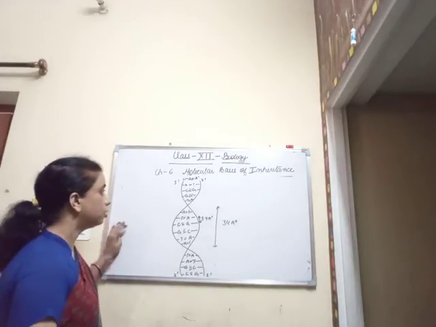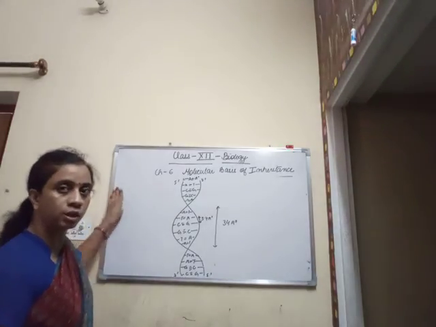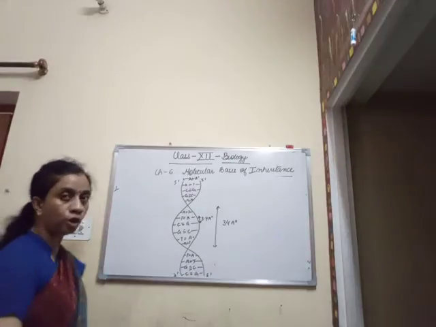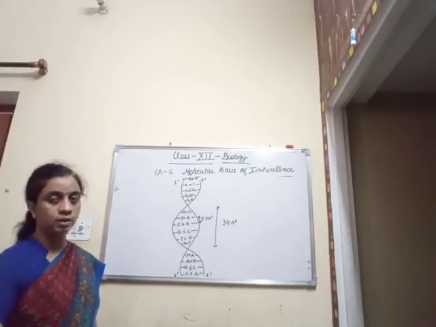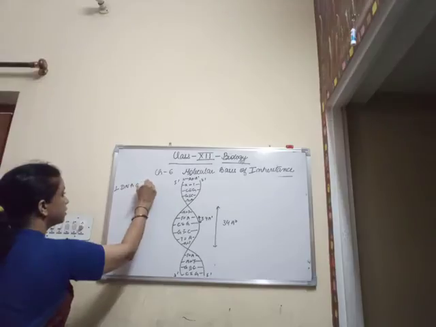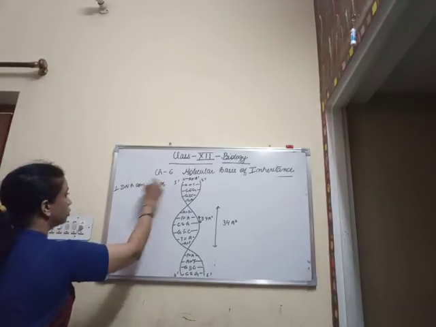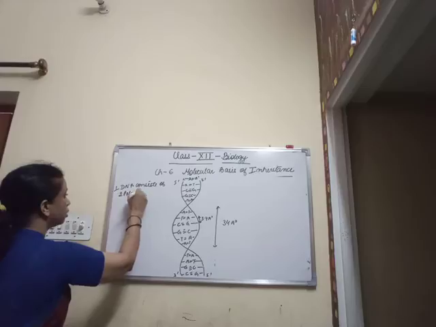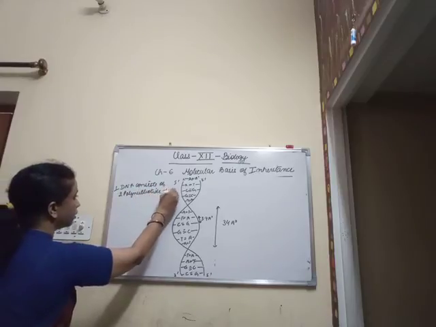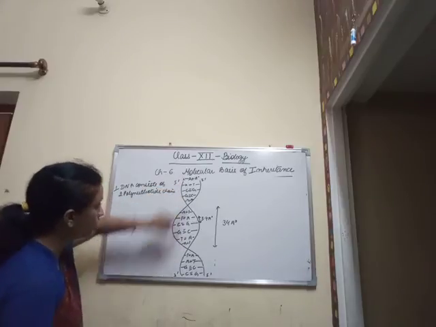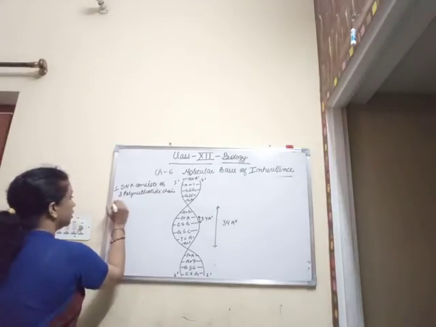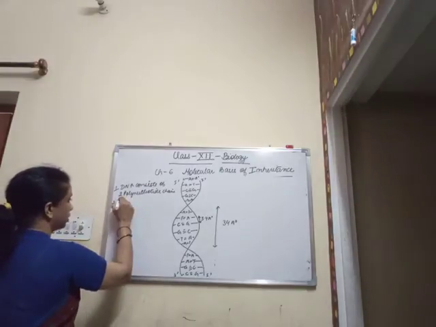So again, talking about this double helical structure of the DNA, DNA comprises of two polynucleotide chains, as it is a double stranded structure. You can see it very clearly over here that two polynucleotide chains are present. Clear? These polynucleotide chains are anti-parallel to each other.